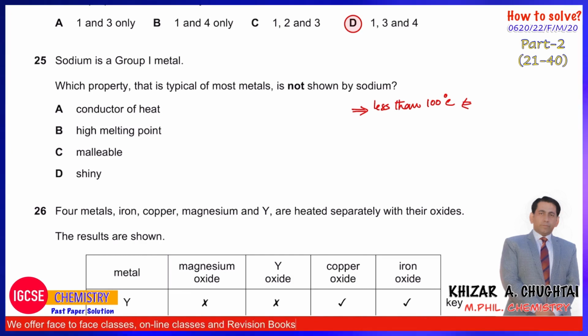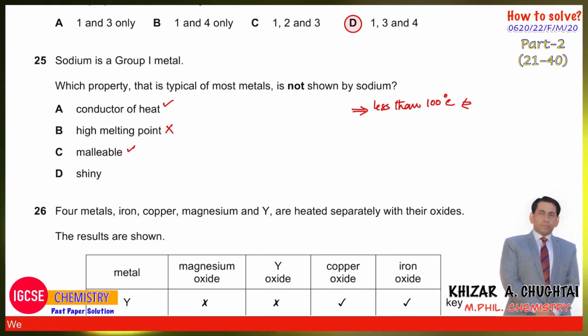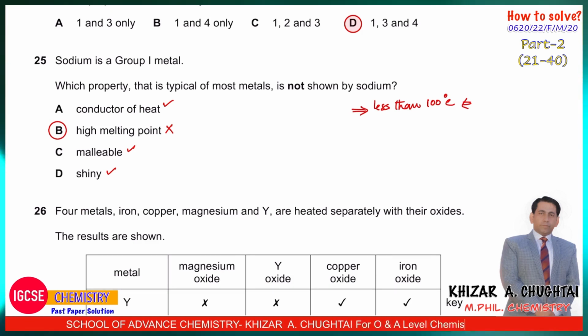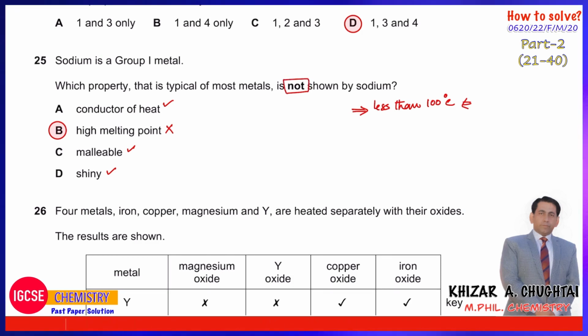Conducts heat, yes, correct. They have a high melting point, no. They are malleable, yes, they could be. They are shiny, yes, they are shiny. So B is the correct option, the required option, that is not shown by sodium. Sodium does not have a high melting point.